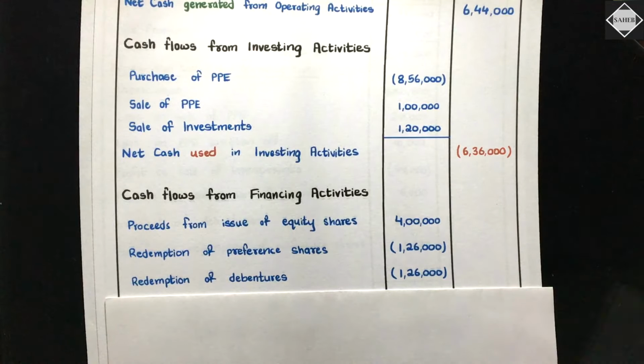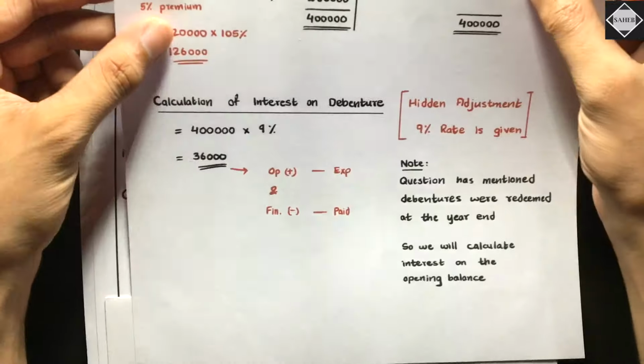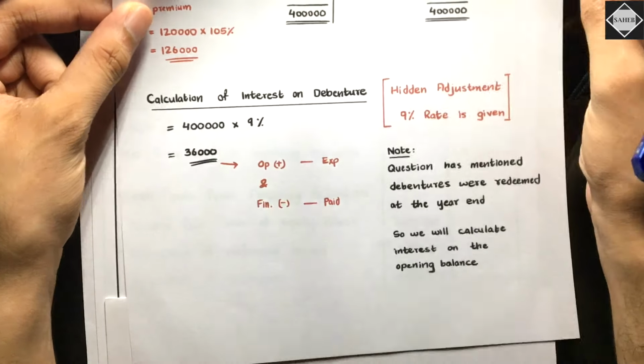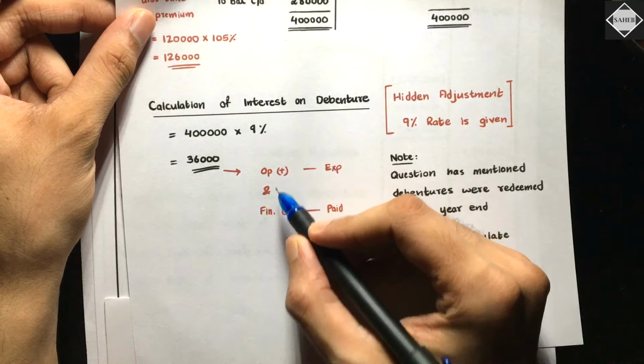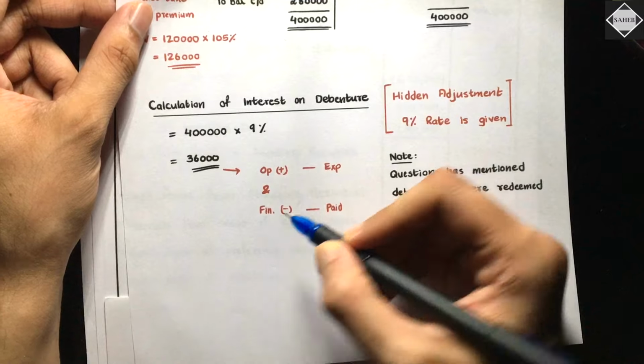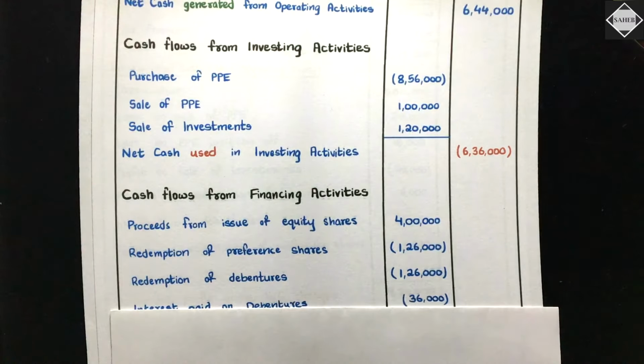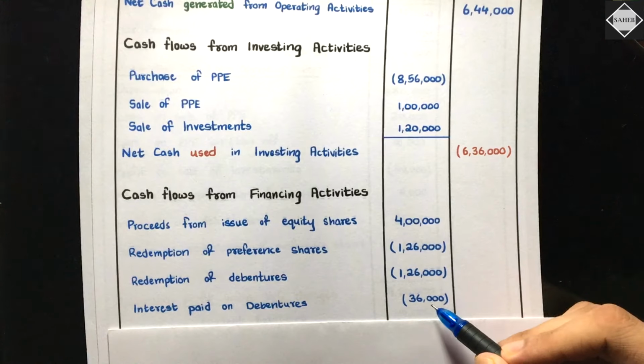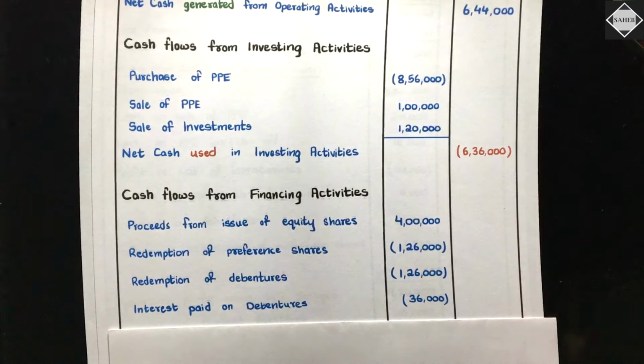And then after redemption of debentures we also had what? Interest adjustment, isn't it? So we reverse that in the operating, but we have to subtract that in financing also because we have actually made the interest payment. Yes, so we are going to subtract the interest paid on debentures, minus 36,000. Is it clear? Simple and straightforward.